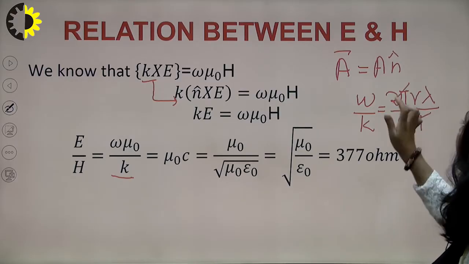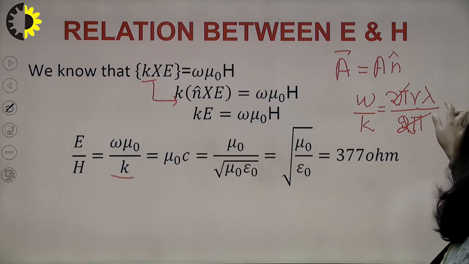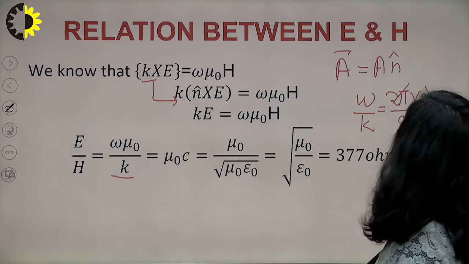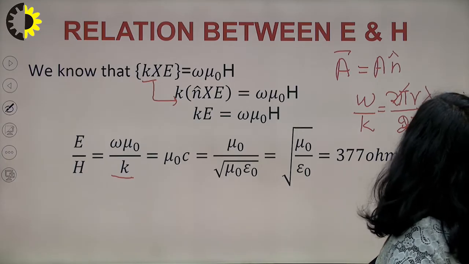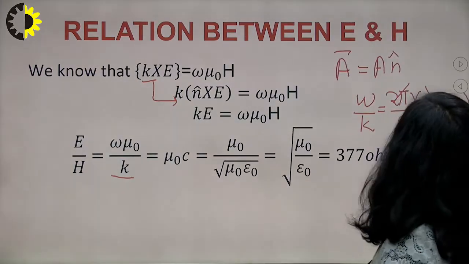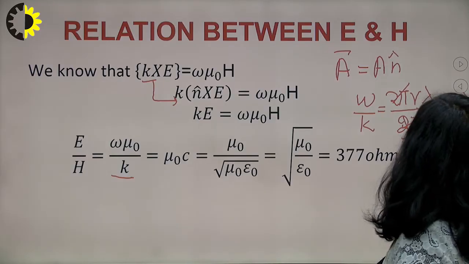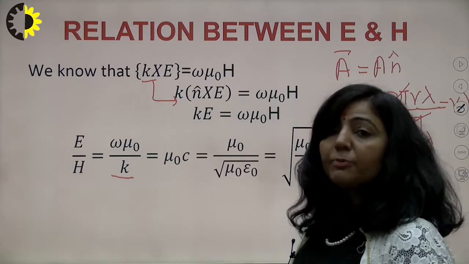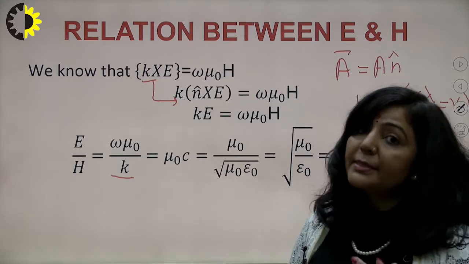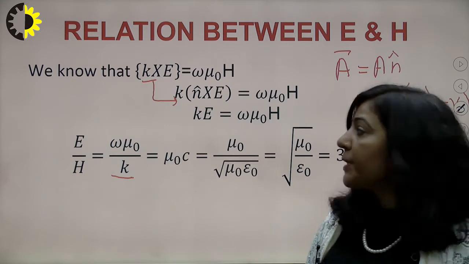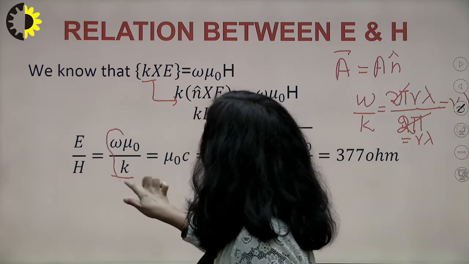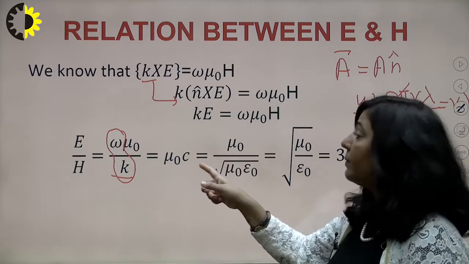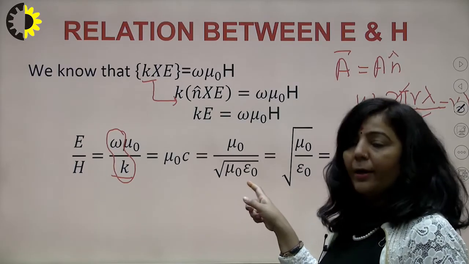So 2 pi will get cancelled, and you know the product of frequency and wavelength is always equal to the velocity of that particular wave. So omega upon K is nu into lambda. In free space we have proved that the electromagnetic pulse always travels with c, that is 1 upon root mu naught epsilon naught. It means you can replace this omega upon K with c, or with 1 upon root mu naught epsilon naught. I hope this point is clear.